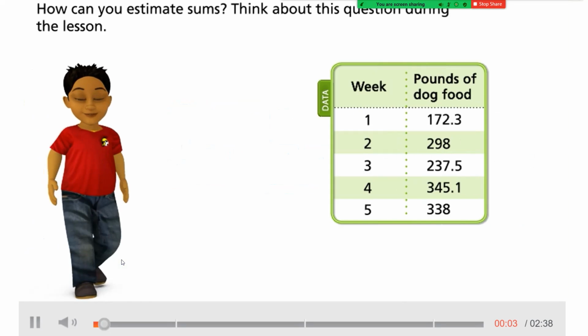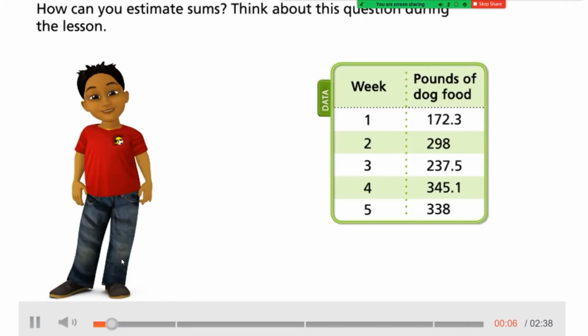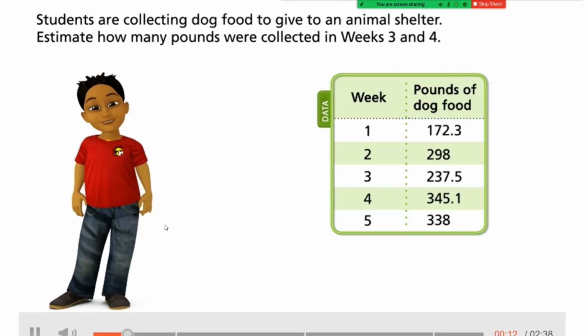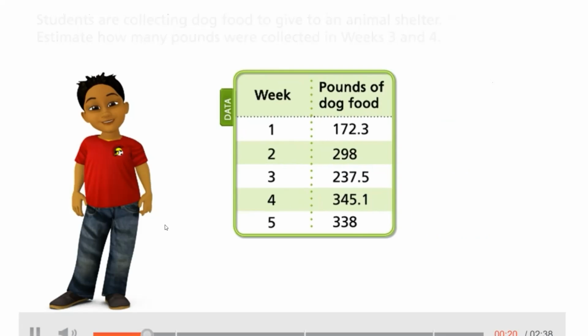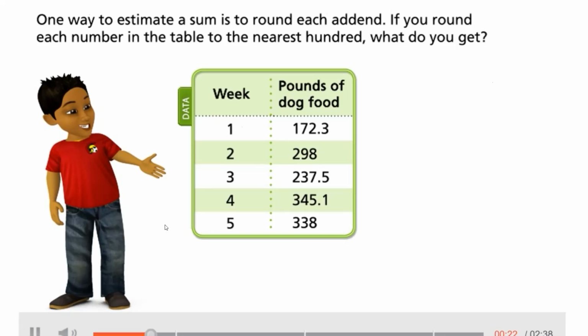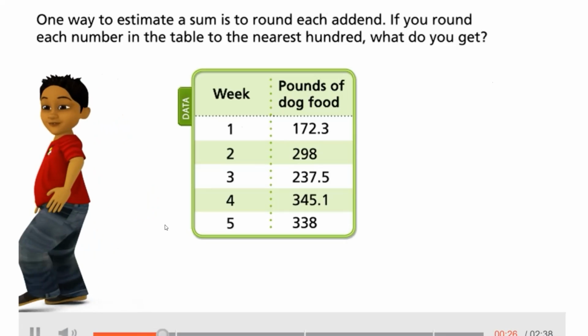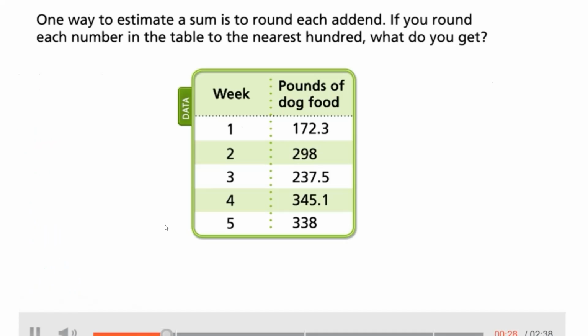How can you estimate sums? Think about this question during the lesson. Students are collecting dog food to give to an animal shelter. Estimate how many pounds were collected in weeks 3 and 4. There is more than one way to find an estimate. One way to estimate a sum is to round each addend.